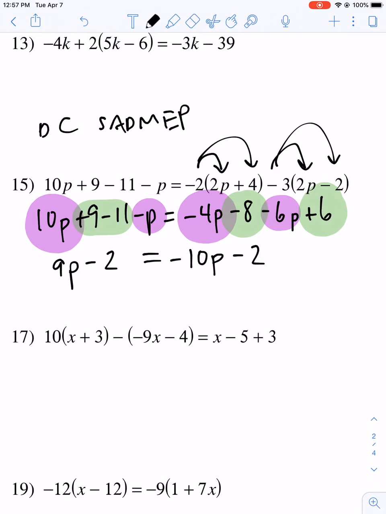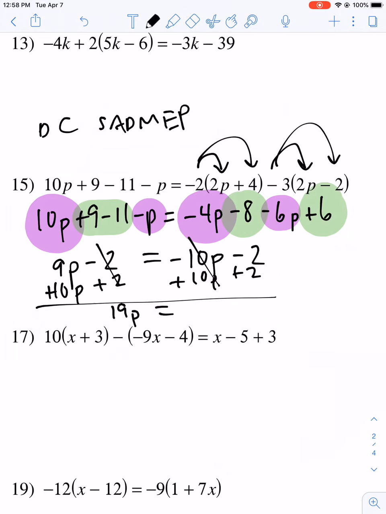Now we're just looking to combine across. So let's see, what can we combine? Well, I could add 10p to both sides, because that'll make this cancel. And then I could add 2 to both sides. That'll make this cancel. So we get 9 plus 10, which is 19. 19 equals negative 2 plus 2, 0. Divide by 19, and p is 0.